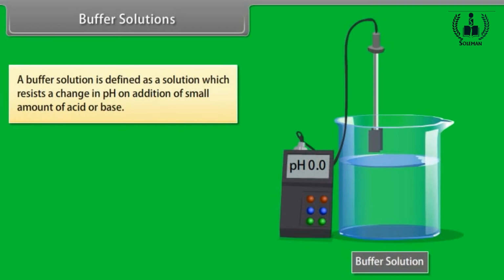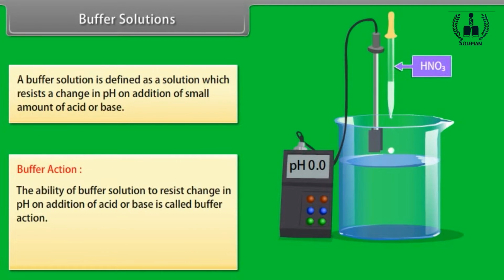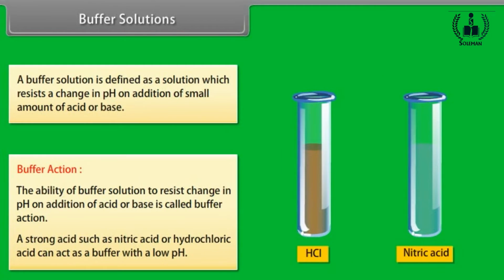Buffer solutions. A buffer solution is defined as a solution which resists a change in pH on addition of a small amount of acid or base. Buffer action. The ability of a buffer solution to resist change in pH on addition of acid or base is called buffer action. A strong acid such as nitric acid or hydrochloric acid can act as a buffer with a low pH.